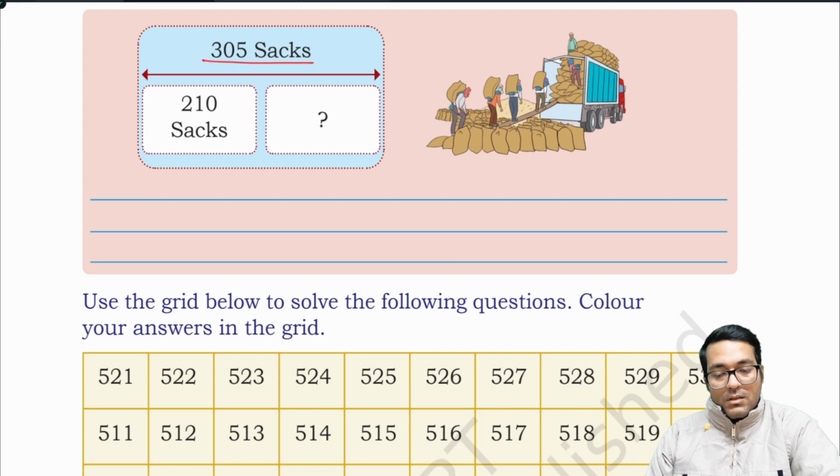In total, there are 305 sacks. In one group, there are 210 sacks. How many sacks are there in the other group? You have to subtract 210 from 305. 5 ones, 9 tens, and 0 ones. The answer is 95.